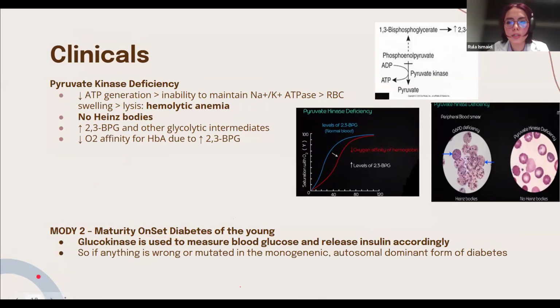Now, MODY 2 is maturity onset diabetes of the young. I've never seen a question on it, but keep it in the back of your head. Glucokinase is used to measure blood glucose and release insulin accordingly. We know this, it's in the pancreas. So if anything is wrong or mutated in the monogenic, autosomal form of diabetes, it causes diabetes in the young.